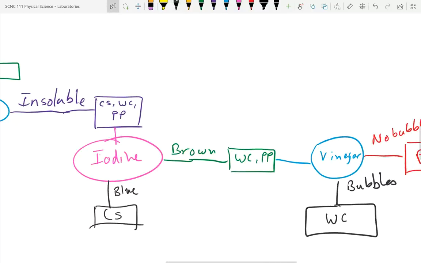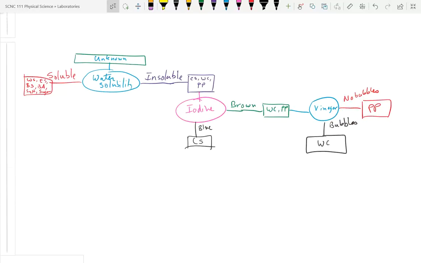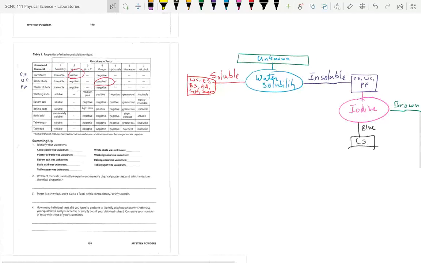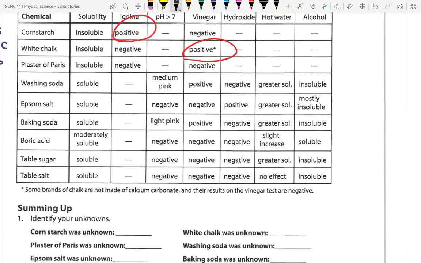So there's the complete flow chart on the right-hand side for the insolubles. Now for the solubles, you have to go through and figure out the order you're going to do for the rest of them. Remember, you could have reversed the iodine and vinegar test orders and it still would have worked. It's just going to have different outcomes. For the soluble part, you need to decide, okay, what test do I want to do if it was soluble? So all of these are soluble down here.